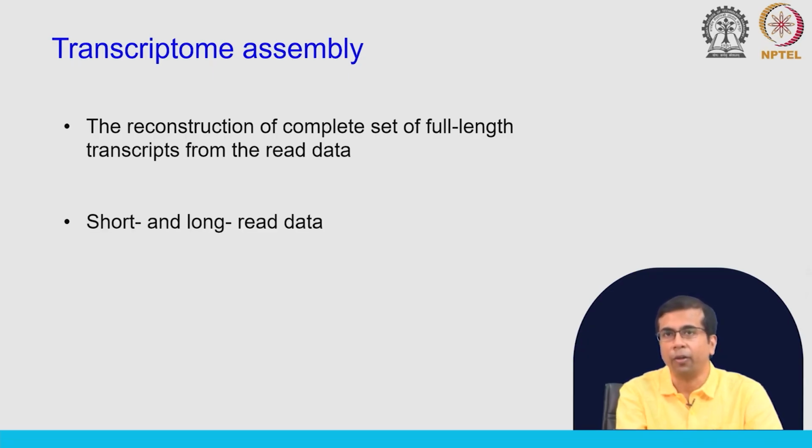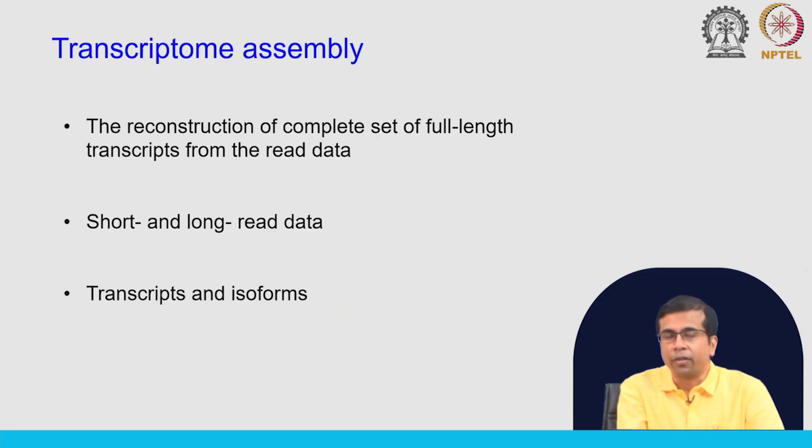We can use short and long read data. Depending on the platform that we are using, if we are using Illumina for example or Ion Torrent, we will get short read data, but if you are using SMRT or nanopore, we will get long read data. So, depending on the platform we can have different types of data. We can also have hybrid data; we can mix short and long read data and do the assembly.